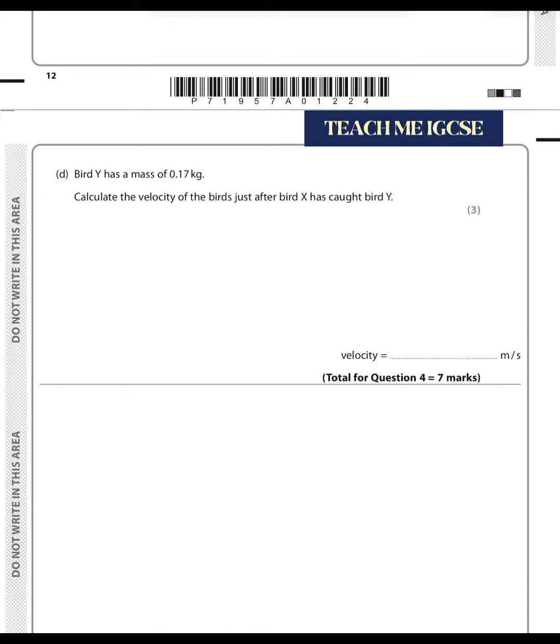So our total mass is now 0.41 plus 0.17, which is bird X plus bird Y, and that is 0.58 kilograms. And our total momentum we found earlier is 5.48. So using the same formula, momentum over mass is our velocity. So we do 5.48 over 0.58, which is our total mass, and we get 9.45 meters per second as our velocity.